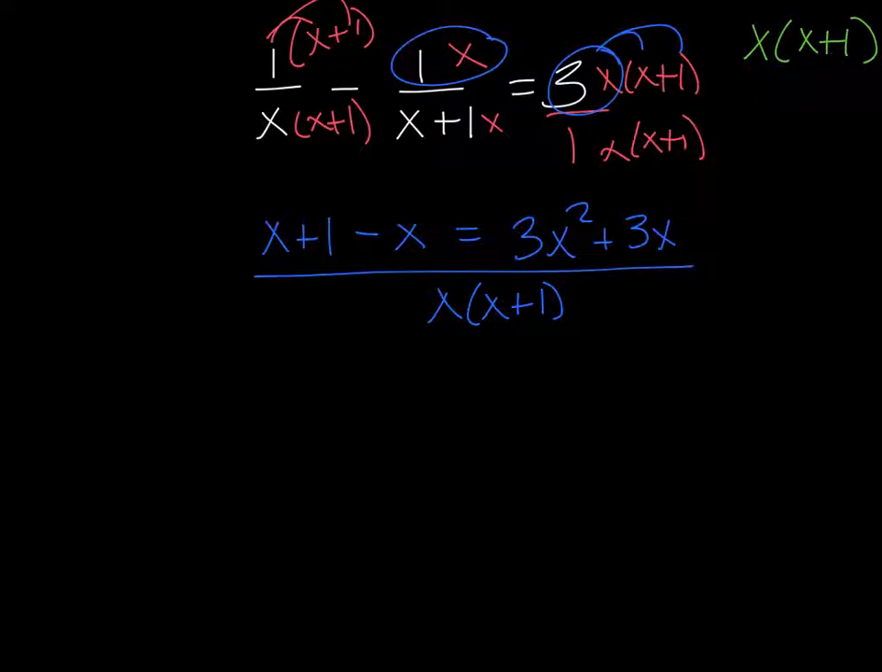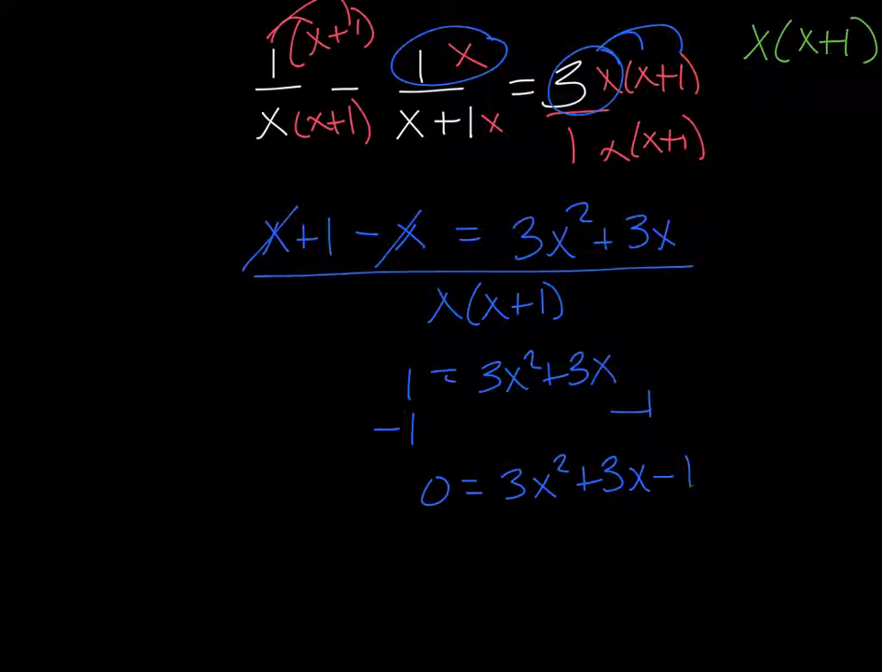And then on the top, I'm going to simplify. The x's cancel out, so then I just get a 1 equals 3x squared plus 3x. Subtract 1 from both sides, so then 0 equals 3x squared plus 3x minus 1. Now, what's difficult about this is you cannot just factor it, set equal to 0 and solve. You're going to have to use the quadratic formula for this.